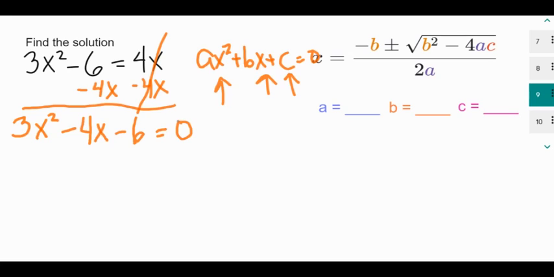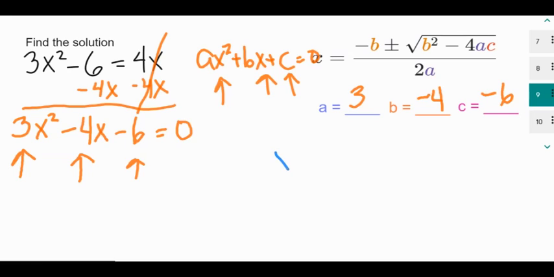So A is equal to 3, B is equal to -4, and C is equal to -6. So now that we have all of our A's, B's, and C's, we're going to write our equation.